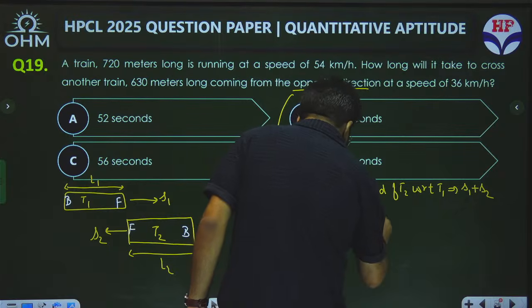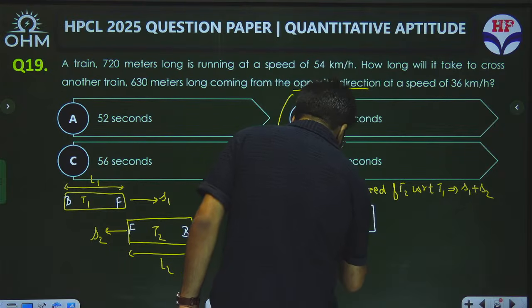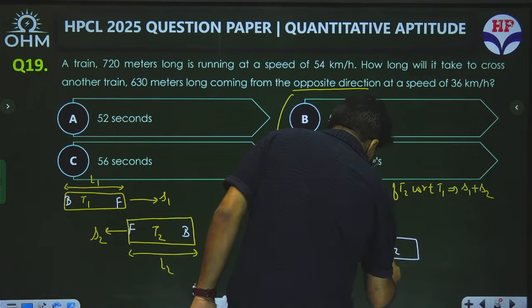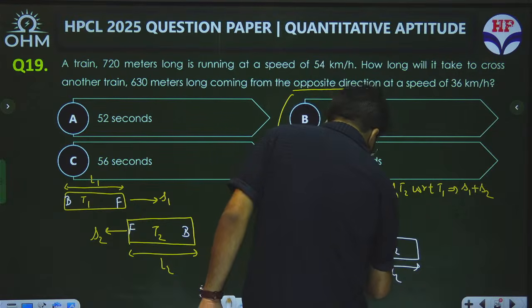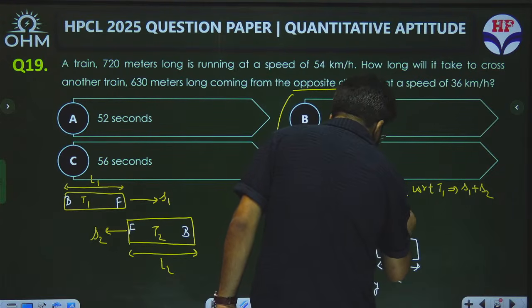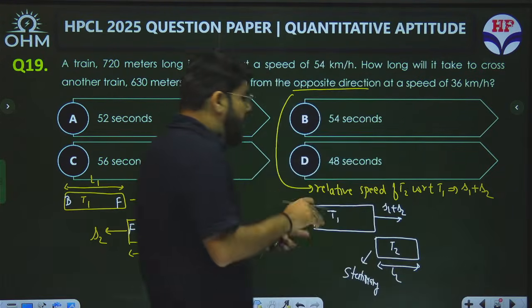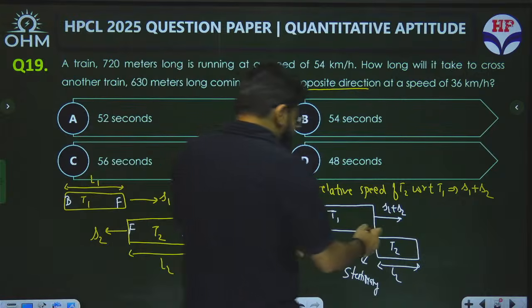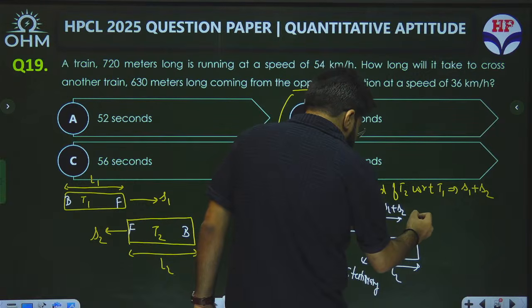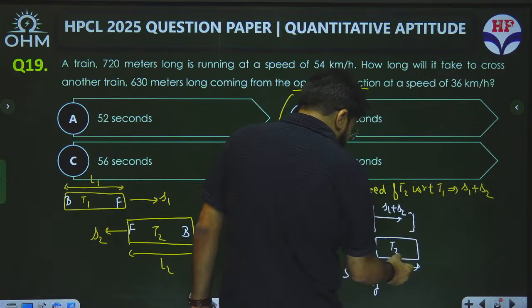Now the scenario is like you have this train T1, and the train T2 is now assumed to be stationary. It has some length L2. You can assume that only train T1 is moving with the speed S1 plus S2. How much distance does it have to cover? First, it has to reach up to here. How much distance up to here?